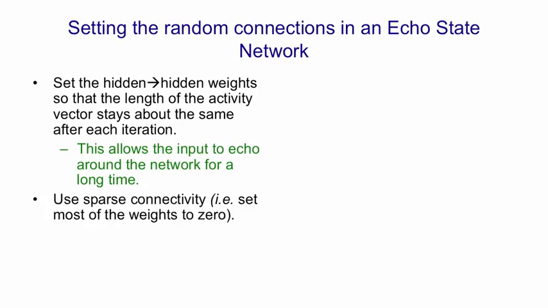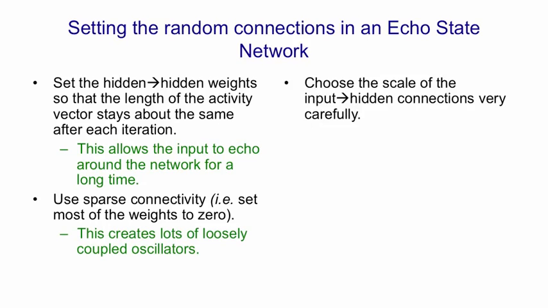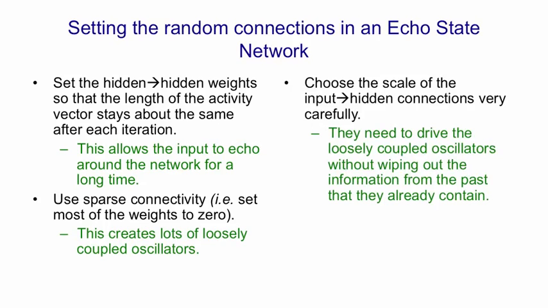It's also important to use sparse connectivity. So instead of having lots of medium-sized weights, we have a few quite large weights, and nearly all the weights are 0 in the hidden-to-hidden connections. What this does is it makes a lot of loosely coupled oscillators. So information can hang around in one part of the net without being propagated to other parts of the net too quickly. It's also important to choose the scale of the input-to-hidden connections very carefully. Those connections need to drive the states of the loosely coupled oscillators, but they mustn't wipe out information that those oscillators contain about the recent history.